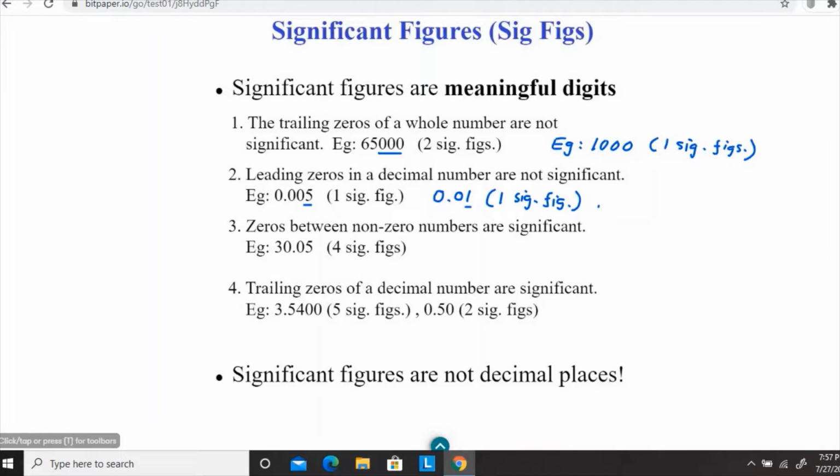As an example, if you think about this number, 0.02545, here the leading zeros are not significant, but you have these digits 2545. Those are significant. So here there are 4 sig figs for this number.